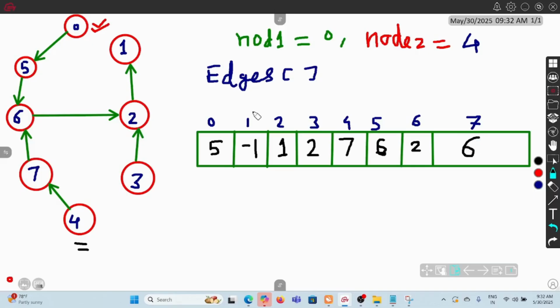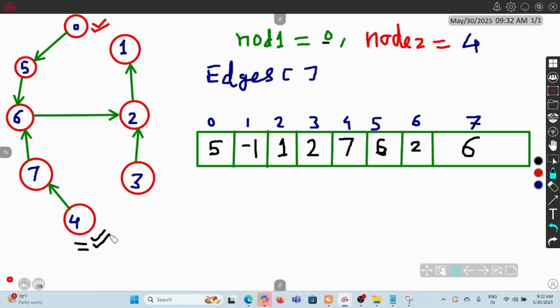So all the indices are connected. The value at that index is the node number where it is directly connected to. For example, 1 is not connected to any node, any outgoing node is not there, that is why we have put -1. So what we have to do is basically two nodes are given to us. Let's say 0 and 4 in this case. This is the 0th node, this is the 4th node.